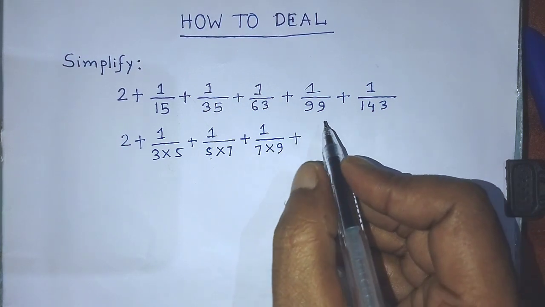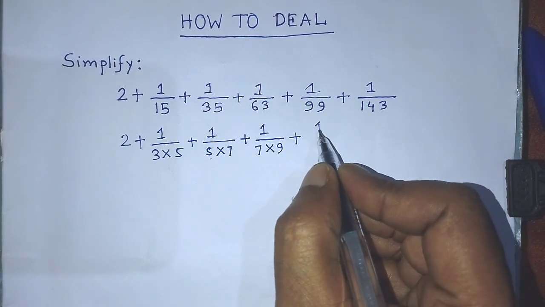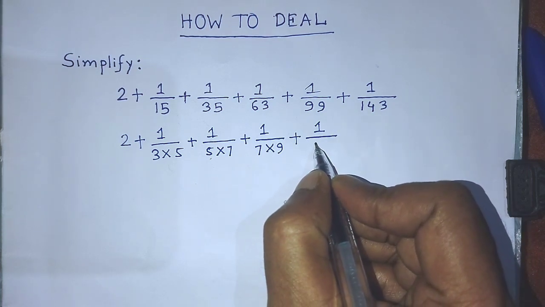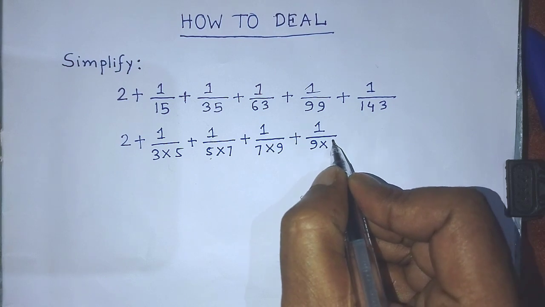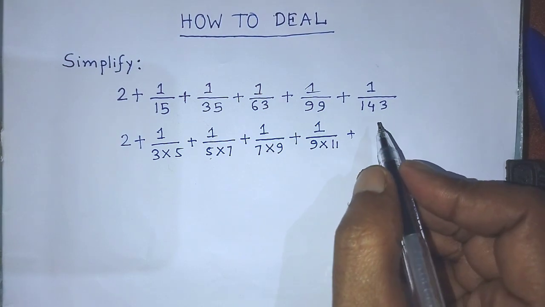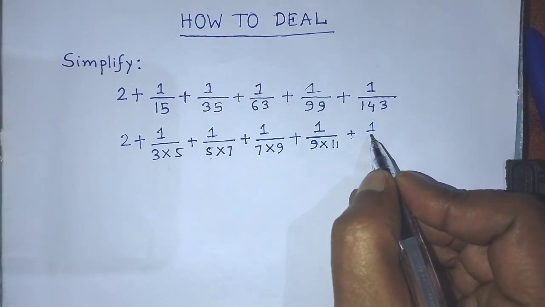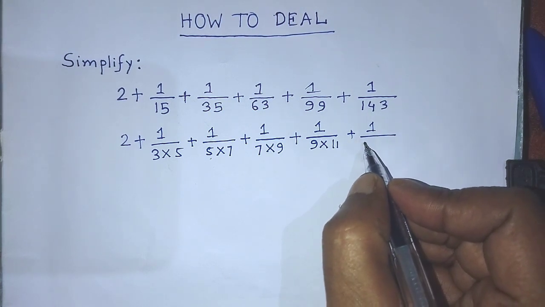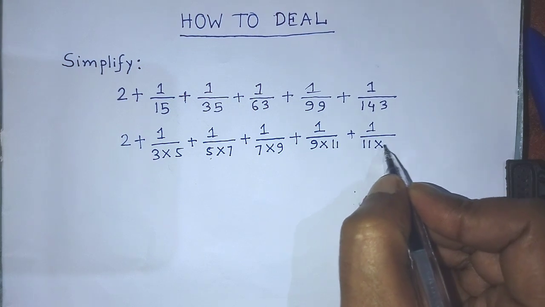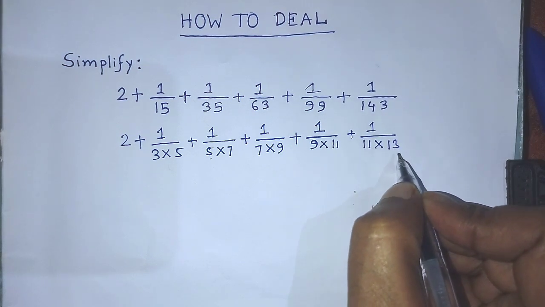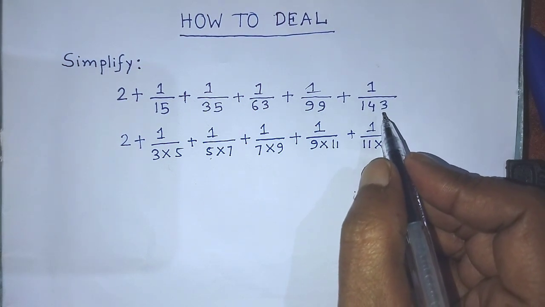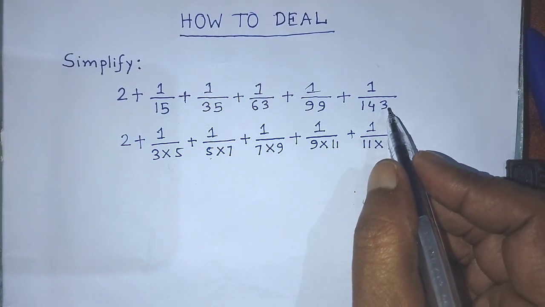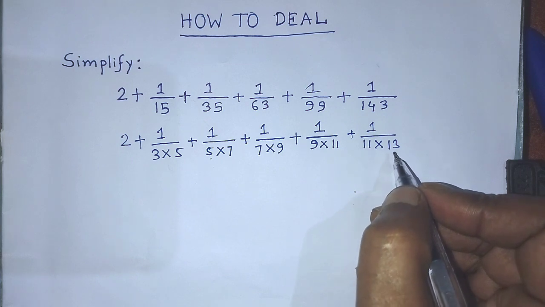Plus again we write 1 in the place of the numerator and in the place of the denominator we write 9 into 11. Plus again we write 1 and in the place of 143 we write 11 into 13. If you multiply 11 into 13 then you get 143. So we can write 11 into 13 in the place of 143.